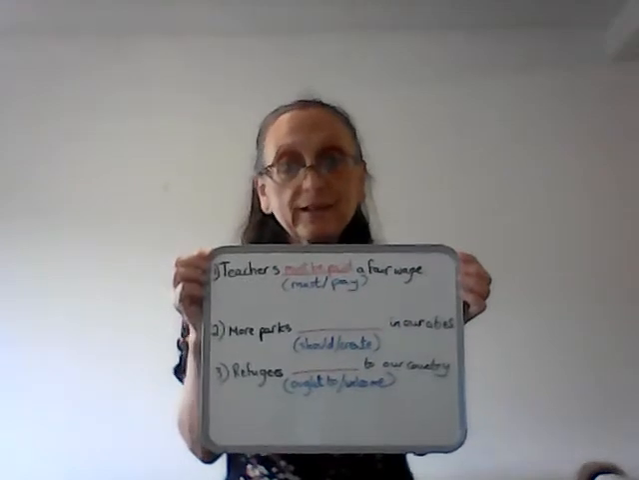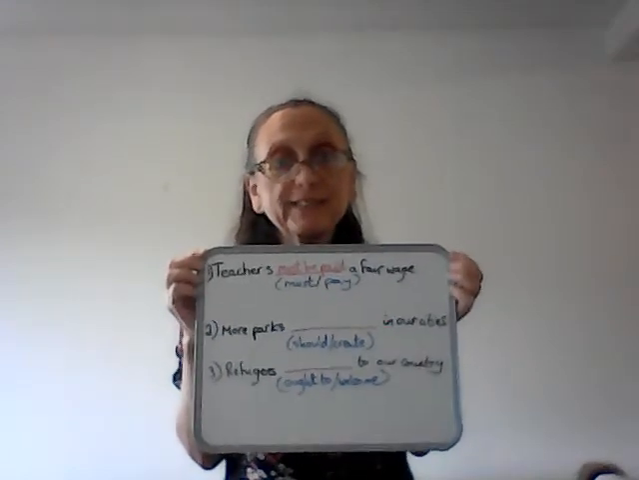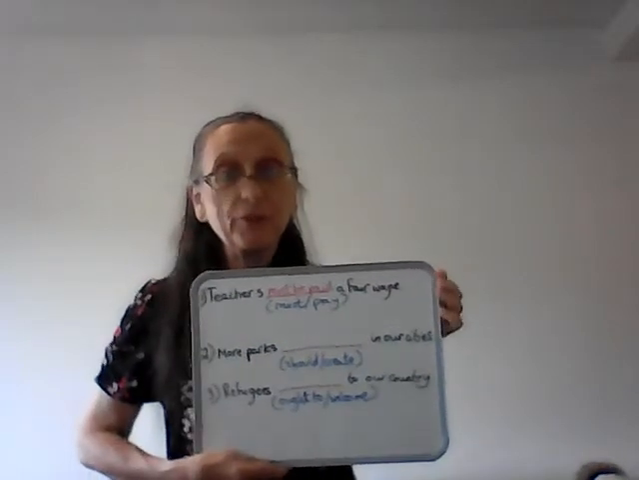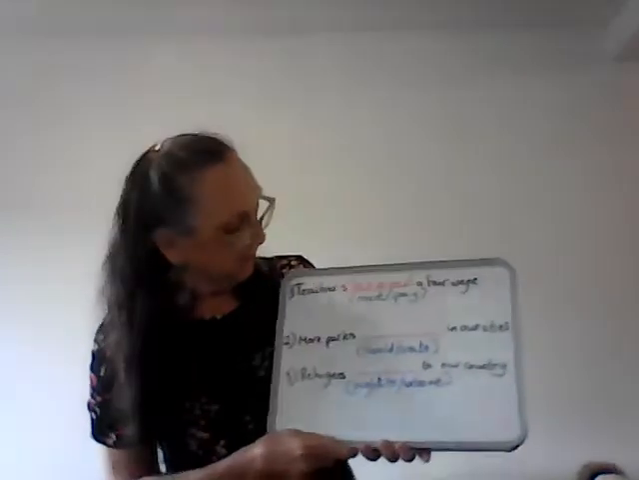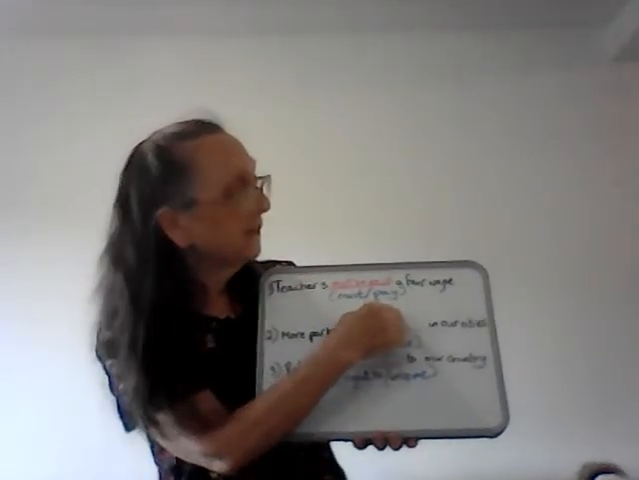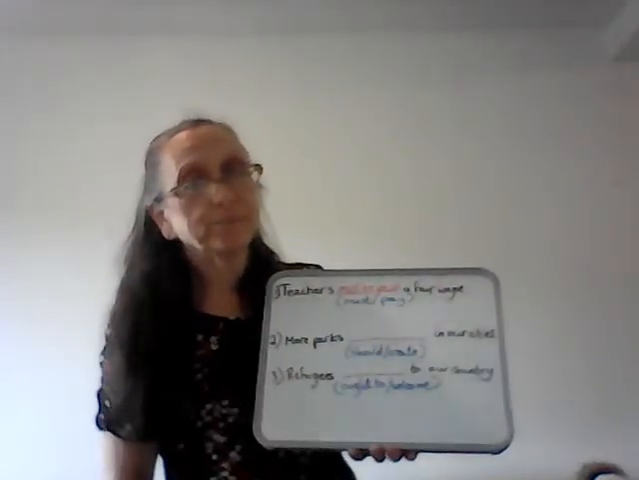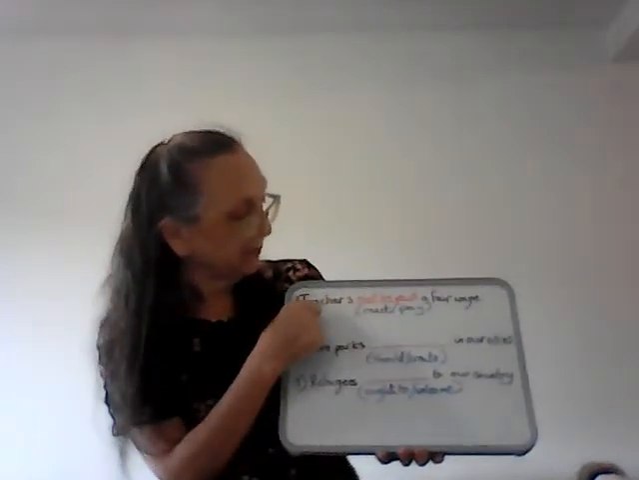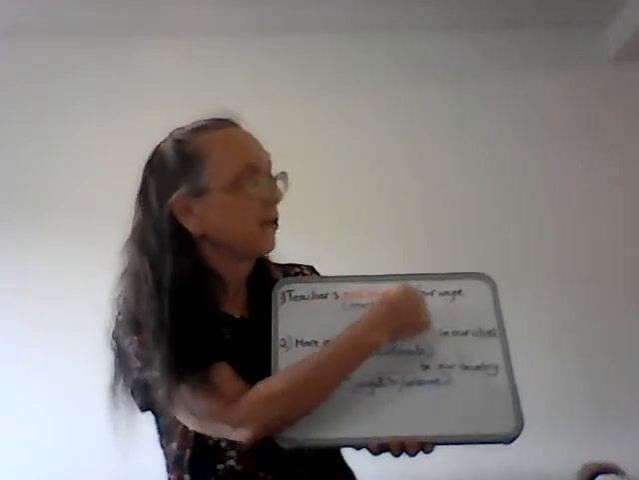Can you tell me what words should go into these gaps here if we change the words in blue? The first one's done for you. You have an example here. We have teachers. The words in blue are must and pay a fair wage. And to make it fit in the red gaps, we've turned it into teachers must be paid a fair wage.